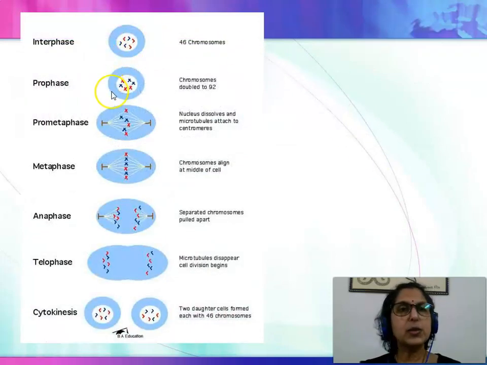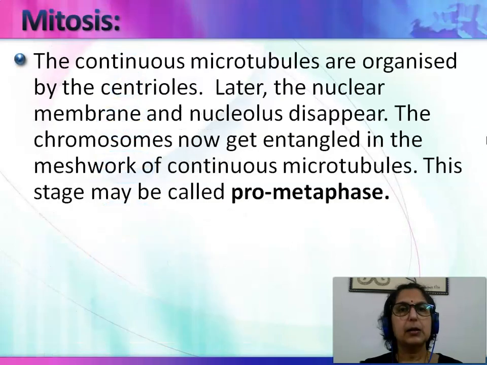So what we see here is the prophase stage, where we can identify the chromosomes as having a pair of chromatids connected by the centromere. The continuous microtubules are organized by the centrioles. Later, the nuclear membrane and nucleolus disappear. The chromosomes now get entangled in the meshwork of continuous microtubules, and this stage may be called prometaphase.